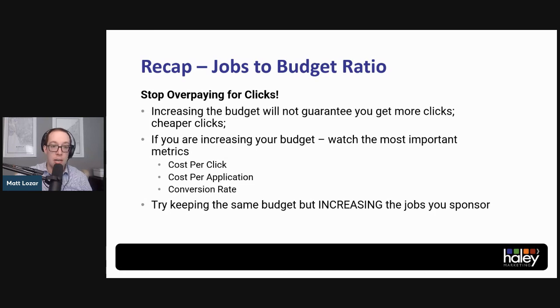If you want to increase your jobs by a big amount and increase your budget by just a little amount, just for some peace of mind, that's okay. See what happens, but keep testing. Keep watching these metrics of cost per click, cost per application, conversion rate, application totals, obviously, and see what happens.